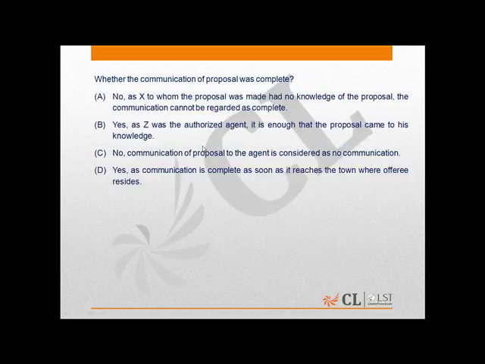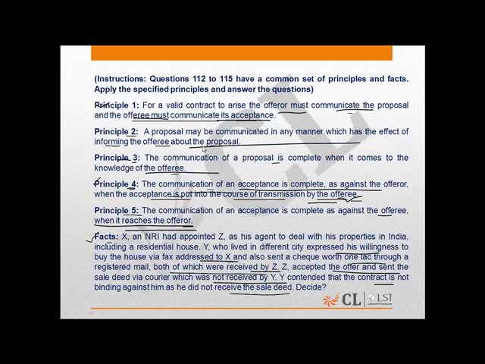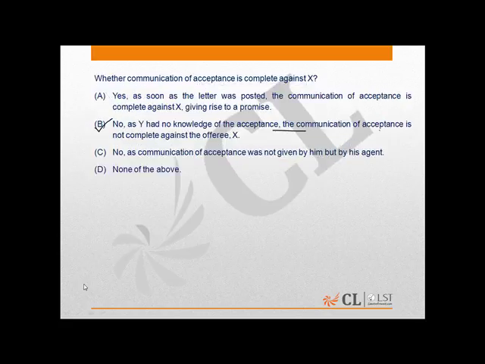Now, the reason why B is the correct answer is, if we read principle number 5, we get to know that the communication of acceptance is complete against the offeree when it reaches the offerer, right? Now, if we read the facts correctly, we get to know that the sale deed did not reach Y, right? The sale deed never reached Y. Therefore, he had no knowledge of the acceptance of the proposal. Therefore, the communication of acceptance is not complete as against the offeree, that is X, making B the correct answer.